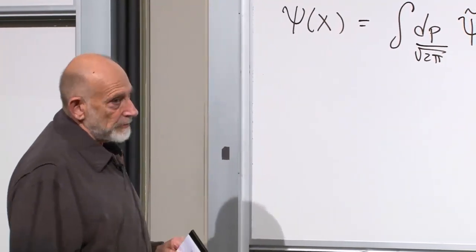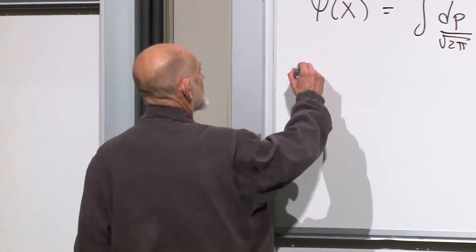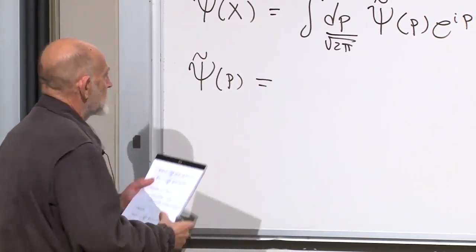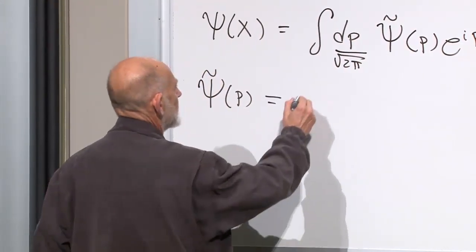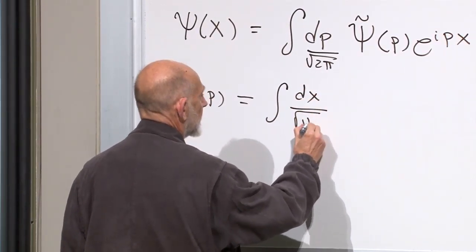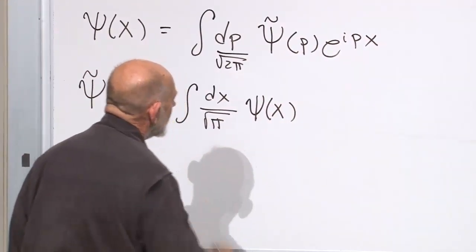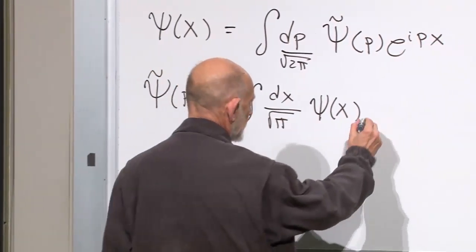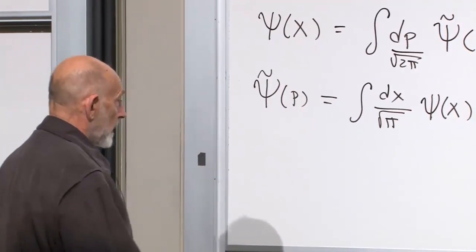All right, the question is, how do you reconstruct psi twiddle of p from psi of x? I'm going to leave it as something you can look up if you don't know it. It's the basic theorem of Fourier analysis that psi twiddle of p, and notice that psi of x is an integral over p, psi twiddle of p is going to be an integral over x, dx over square root of 2 pi, times psi of x, and the natural thing would be to write here e to the ipx, but it's not, it's e to the minus ipx. Two pi, thank you.